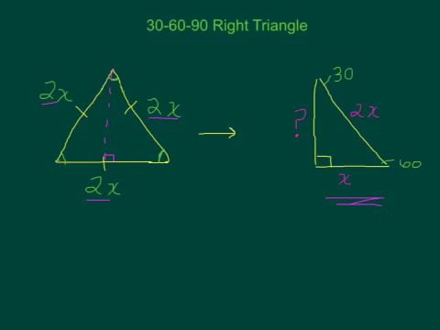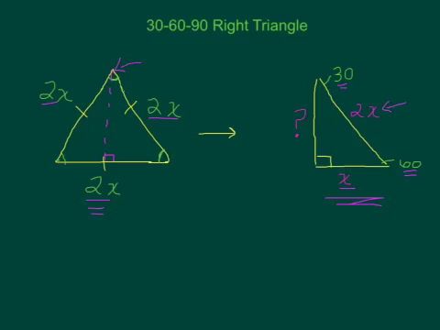This altitude has split the 60-degree angle right here in half, so I now have a 30-degree angle. The angle right here at the base is still 60, and the altitude made a 90-degree angle, so I have a 30, 60, 90 right triangle. Okay, so let's look at the side lengths now. Since the altitude split the base in half, the base of my new 30, 60, 90 triangle is only half of that, or x. The hypotenuse is still 2x.